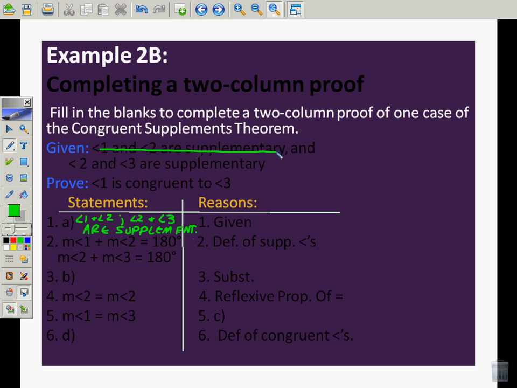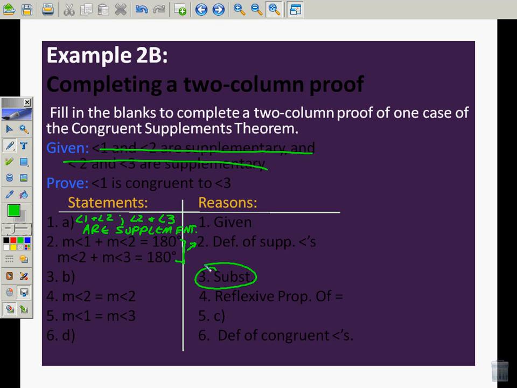So I can cross that off my list if I'd like, because I've already used that. Now, measure of angle 1 plus measure of angle 2 is equal to 180. Measure of angle 2 plus measure of angle 3 is 180. That's the definition, guys. That's what it means to have supplementary angles. And so what I'm going to do in my next line is I am going to say, if I'm substituting, what can I possibly substitute? Okay? So I'm going to substitute.